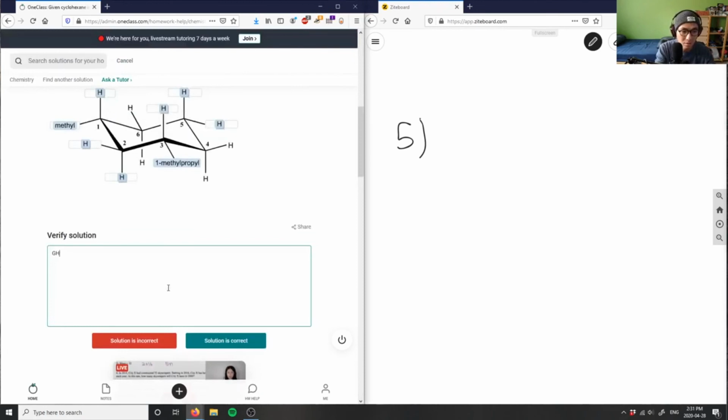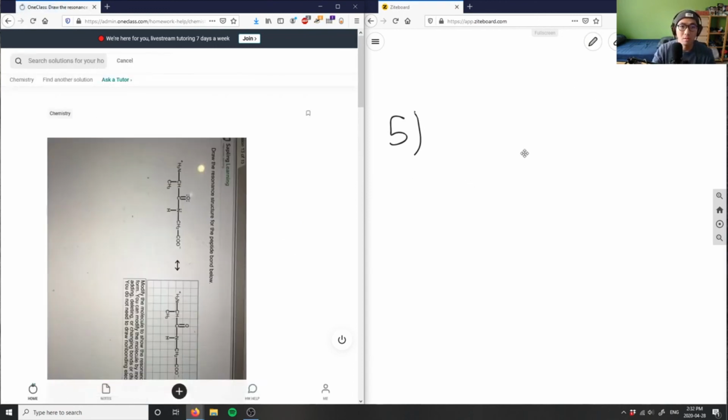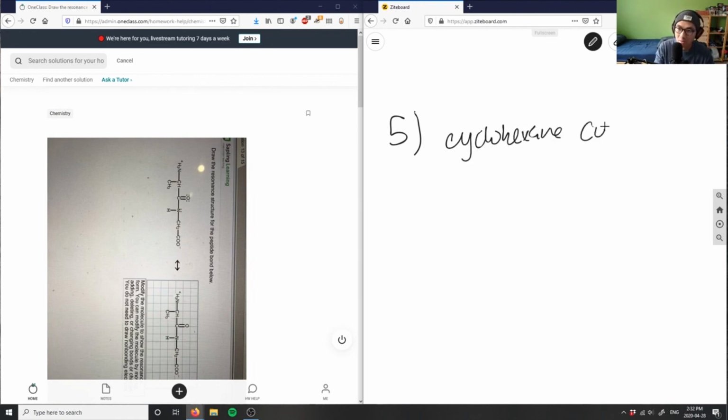So this is a good solution and analysis. So the solution here is correct. I'm not going to... oh, this is opposite. I have to stretch my head here. So this one is cyclohexane conformations.